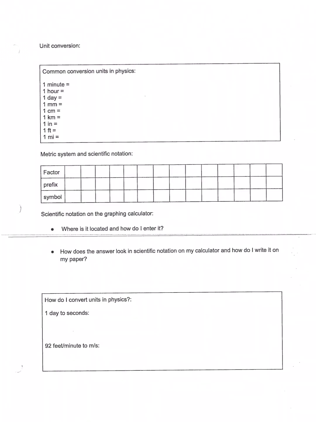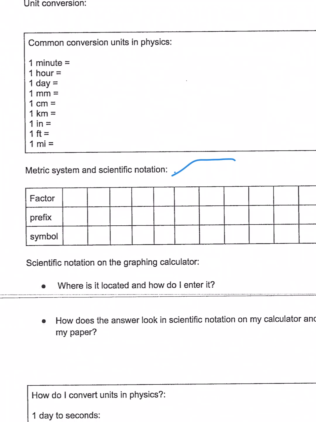Okay. Conversion units in physics. 1 minute is what? 60 seconds. 1 hour is 60 minutes, which is 3,600 seconds. 1 day is 24 hours. An hour is 3,600 seconds. A minute is 60 seconds. You end up with 86,400 seconds in a day.